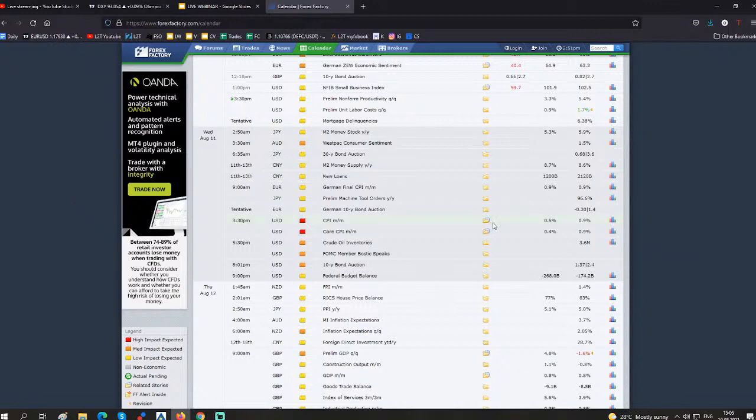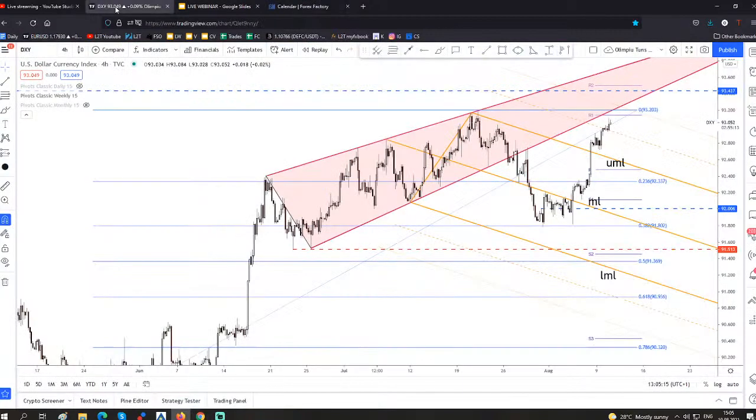So the CPI is expected to increase by 0.5% versus 0.9 in the previous reading period. Also core CPI 0.4, below 0.9. So yeah, this high impact data, the consumer price index, will definitely bring high volatility.